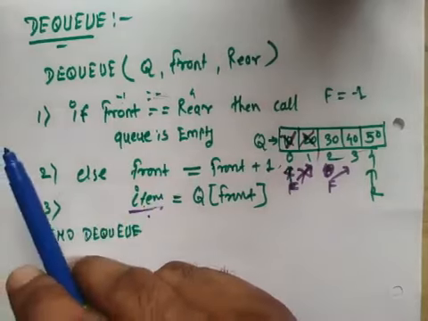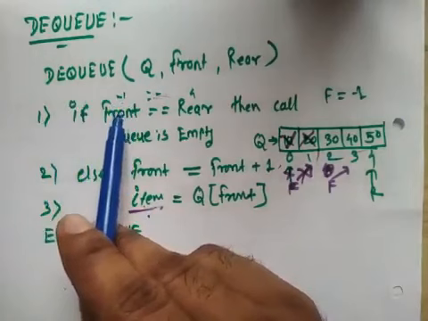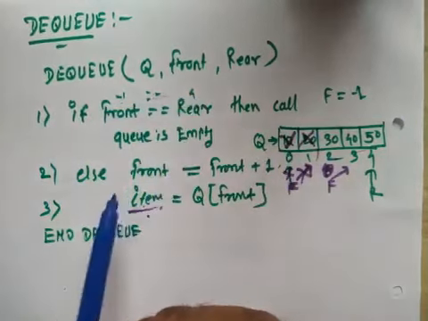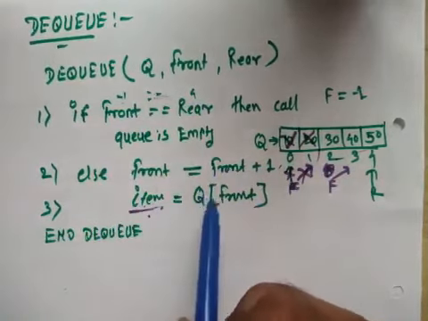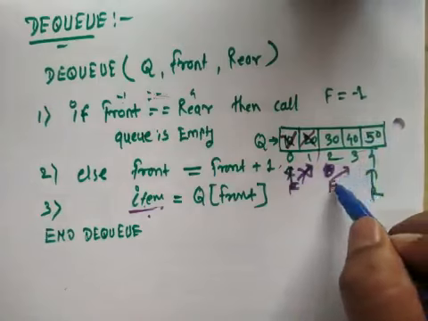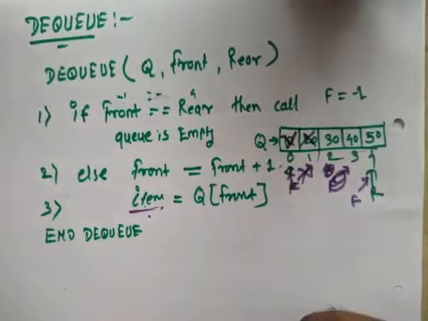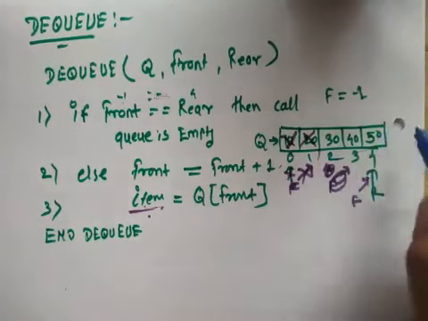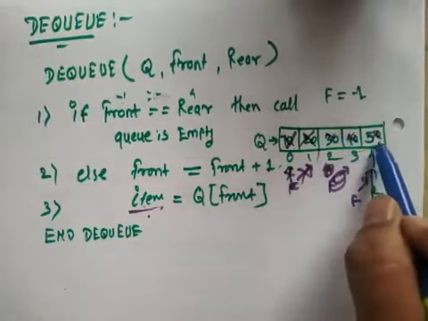Now again, if you want to delete, call the DQ operation to delete an element. Now what is the front value? 3. Is 3 equal to 4? Condition false. It will jump to the else part. Now the front value is 3, 3 plus 1, that is 4. So now our front is pointing to index 4, which means this element is also deleted.